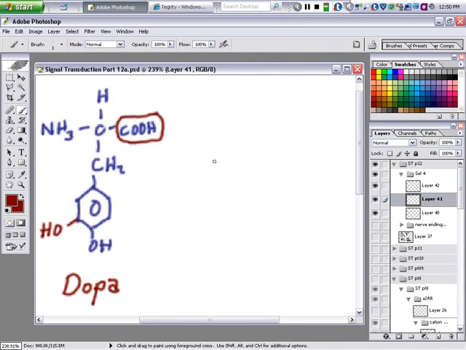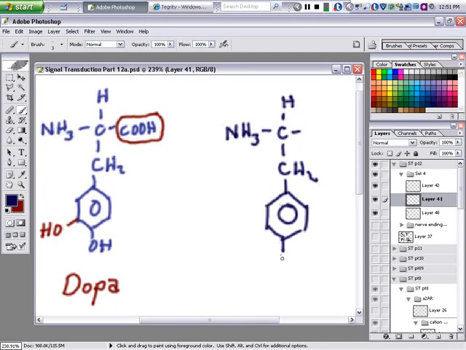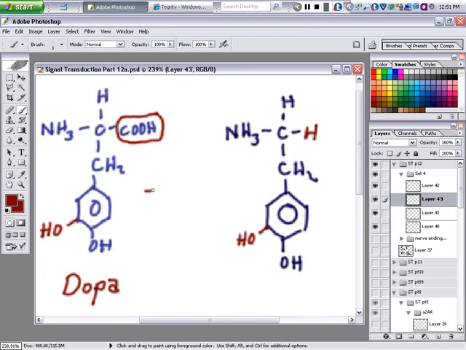And so what I'm going to do here is redraw this without that hydroxyl group. So we're going to have NH3, alpha carbon, the H, COO. Oops. What am I doing wrong here? We don't want the hydroxyl group. CH2. All of this is the same. OH, OH, and H. And so we've taken dopa and we've removed a carboxyl group from dopa. And the enzyme that does this, what would be a good name for this enzyme that removes a carboxyl group? Exactly, dopa decarboxylase. Dopa decarboxylase removes the carboxyl group.